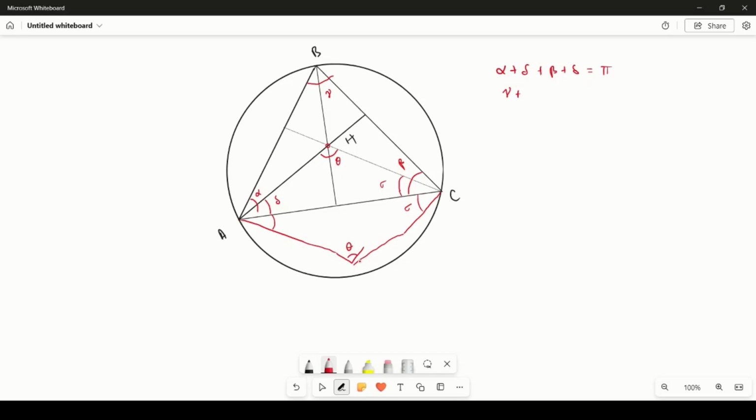So it's not really touching the circle. That's probably because of drawing errors, but as long as we have the math to prove it, that would be enough. So alpha plus delta plus beta plus sigma. Beta plus sigma should be pi, and gamma plus theta should be pi. Okay, put that in red. So this is what we have to prove.